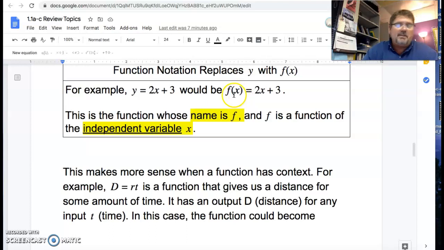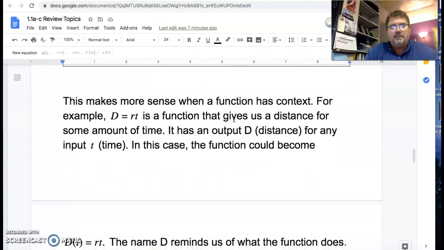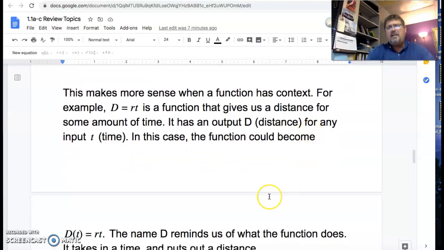Now, people that don't know any math will call this f times x. That is not what this says. This says f is a function of x. I should have written that in there too. All right. Why would anybody want to name a function is the question now.